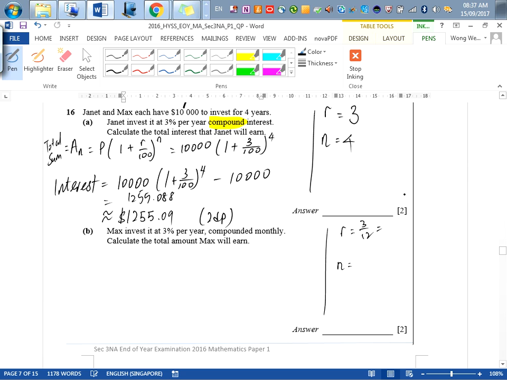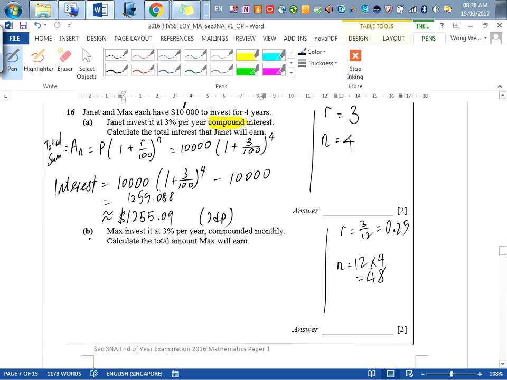Or 0.25 lah, if you like. Okay? So what is the number of periods now? How much? 12? Does he put it in only for 12 periods? How long did he put inside? 12 times 4, because 4 years. There are 48 periods, and each period the interest rate is 0.25%.